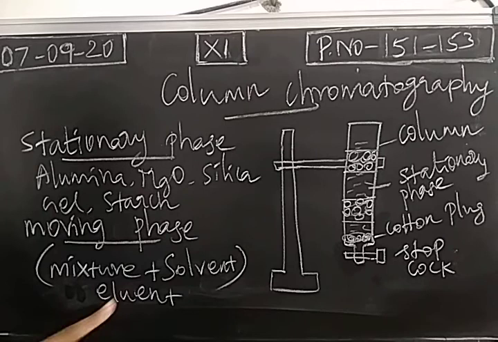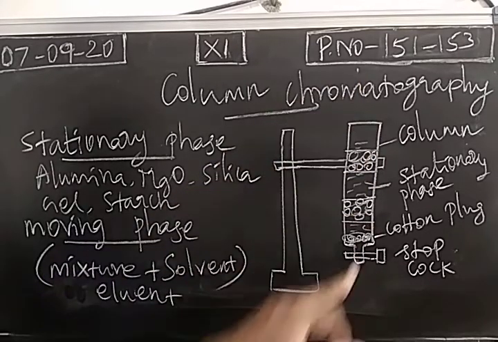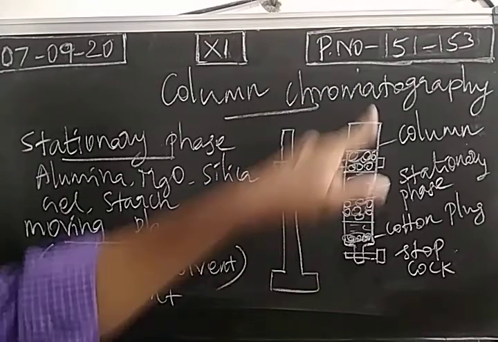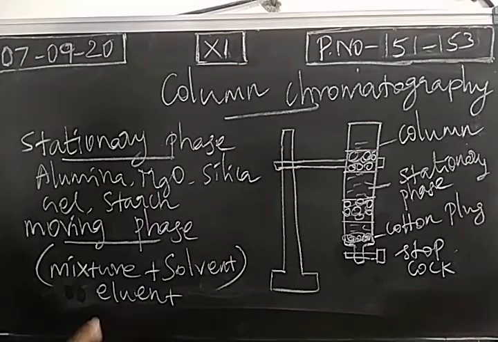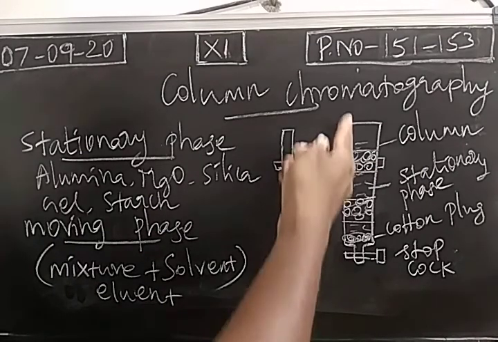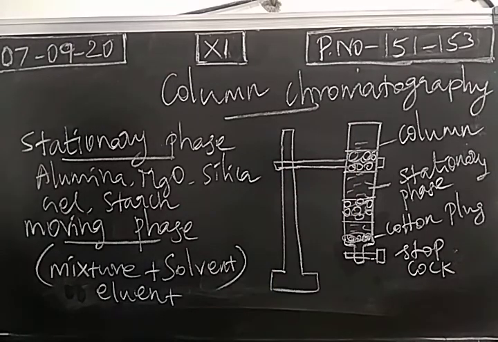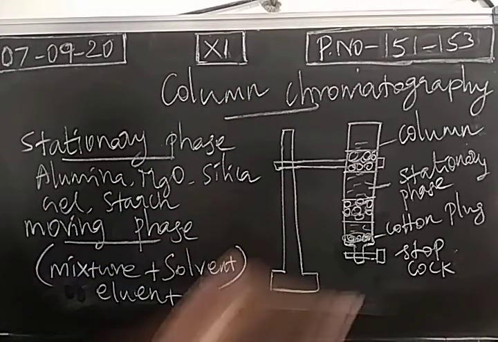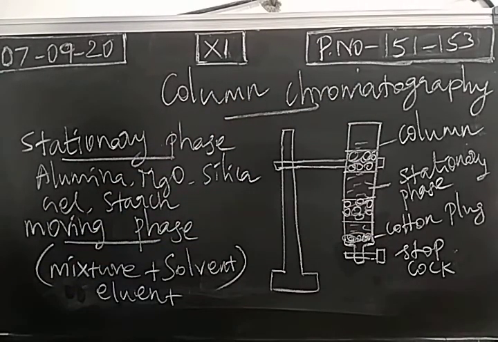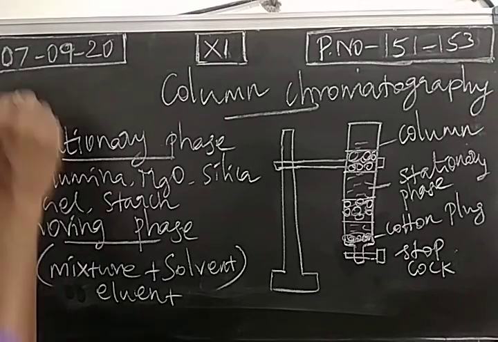Now what we have to do? The eluent is allowed to pass through the column. From the top, we just pour the eluent. Now this eluent is moving through the stationary phase. When the moving phase is moving from one end to the other end of the column, there will be the process called adsorption.